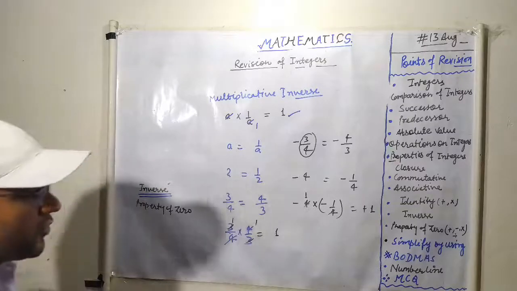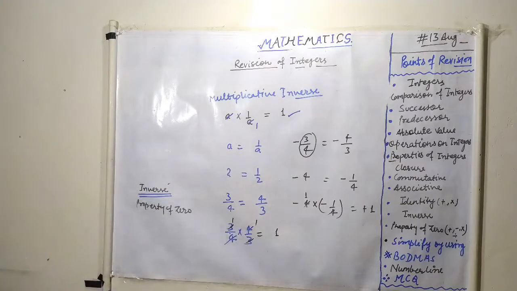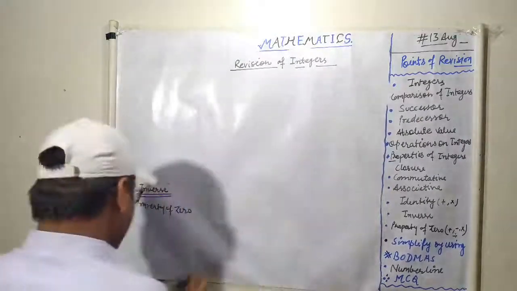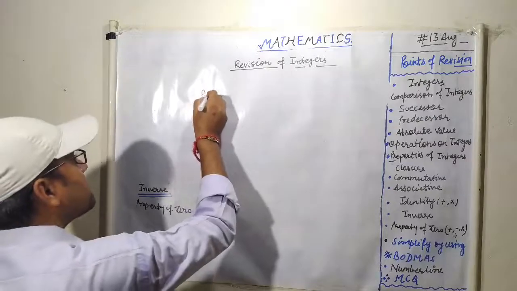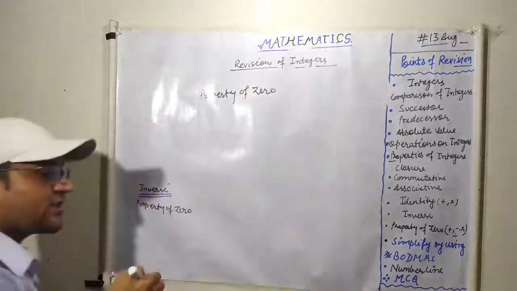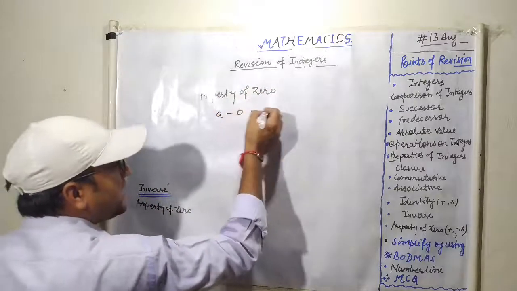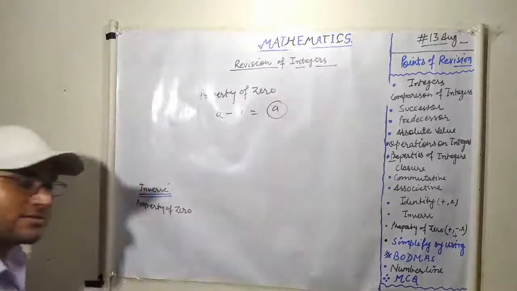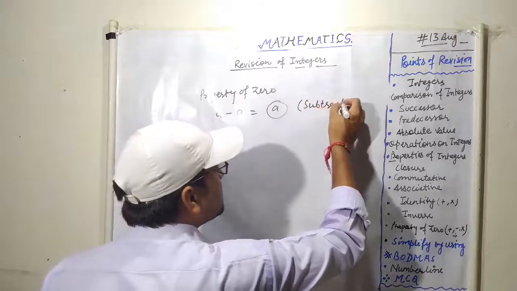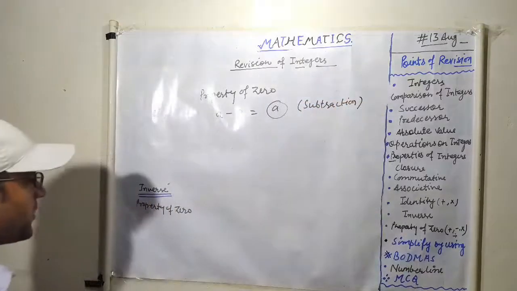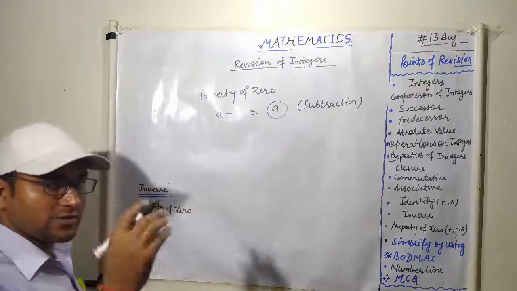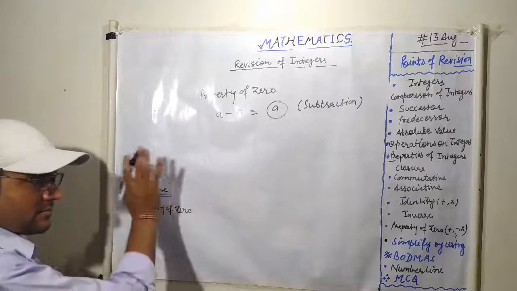Okay, students. Now I am going to discuss the property of 0. Property of 0 for subtraction means that if you subtract 0 from any integer, you will get the same integer. So this is the property for subtraction, students. Always remember this one. Now the property of 0 for addition: you know that 0 is called the additive identity. We have seen that one.